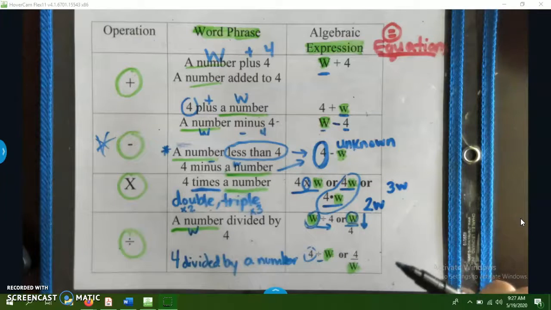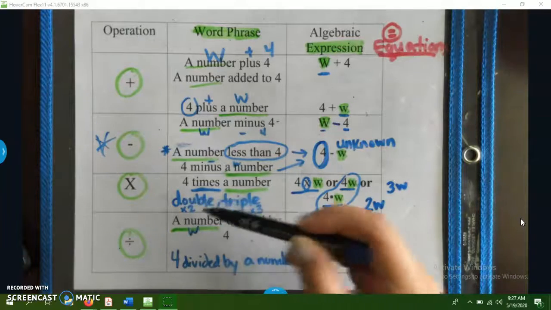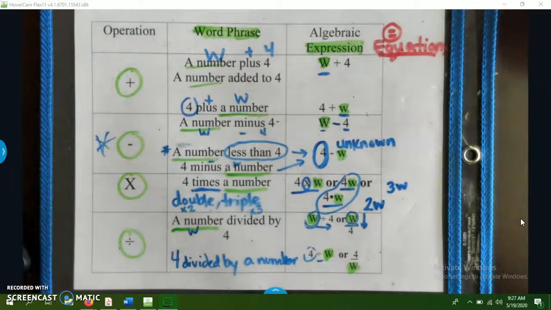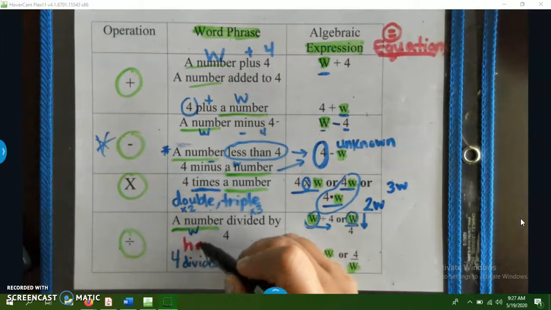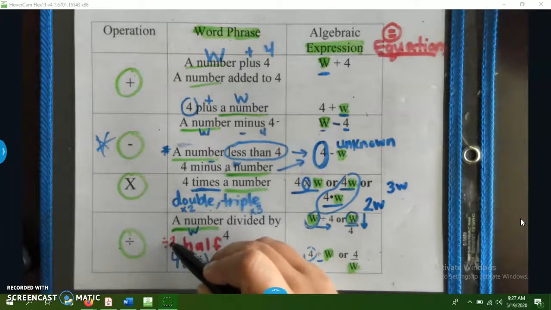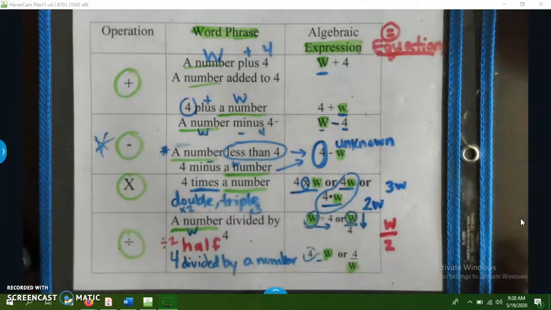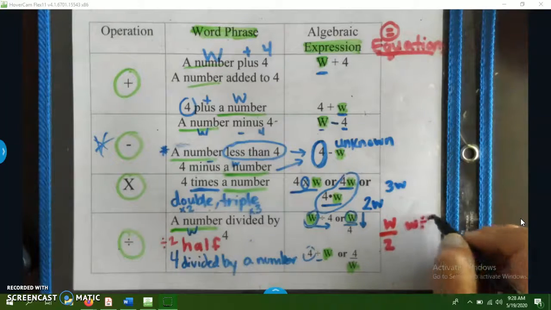And then one other thing I wanted to throw in here for division, just like multiplication, you could say double or triple something. For division, sometimes they will say half of a number, and we know if we are cutting something in half, then we are dividing by 2. So if I wanted half of a number, I would take the number and divide it by 2. Or I would write W divided by 2.